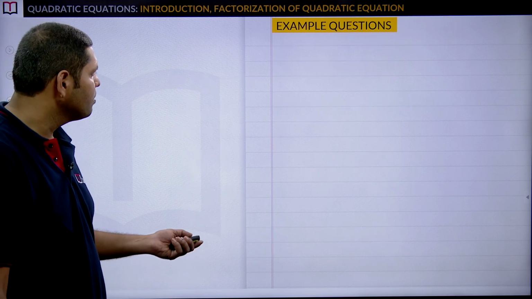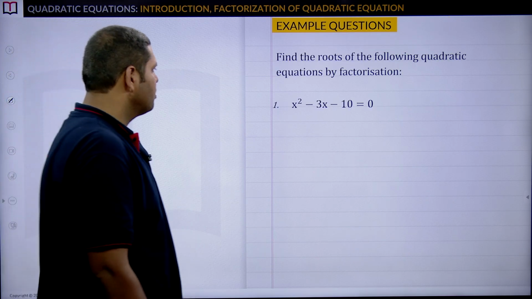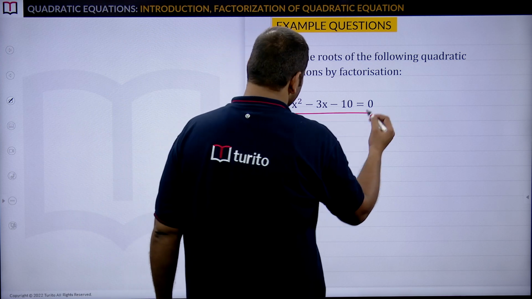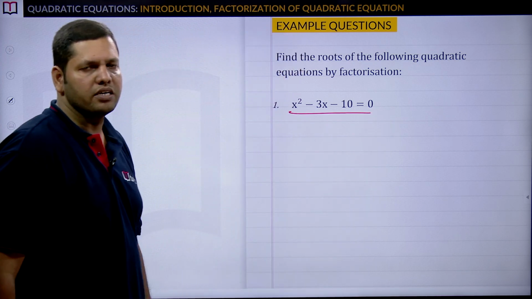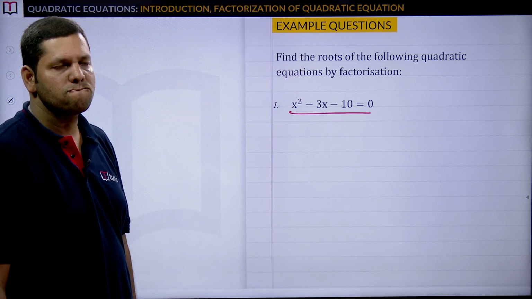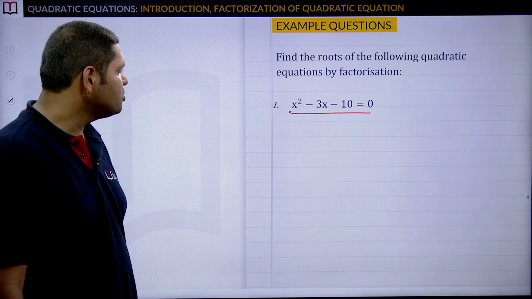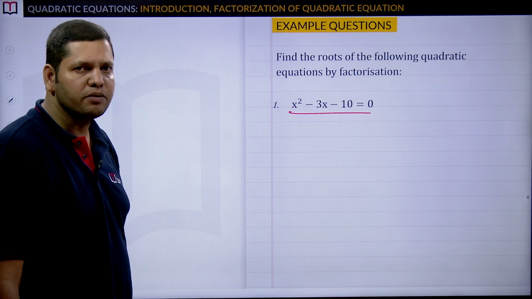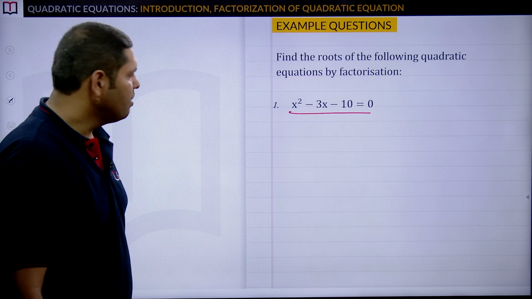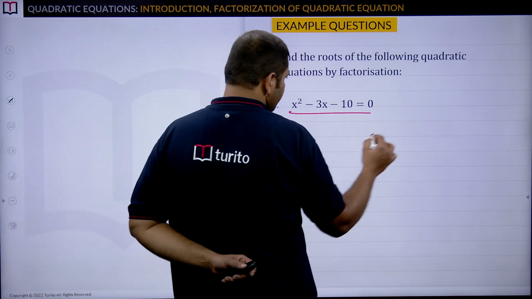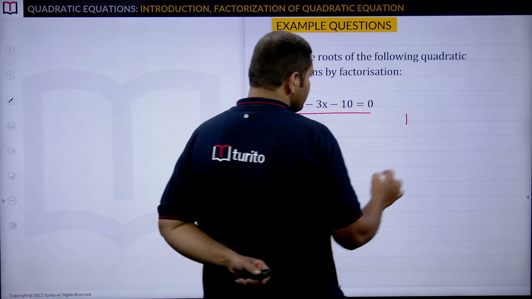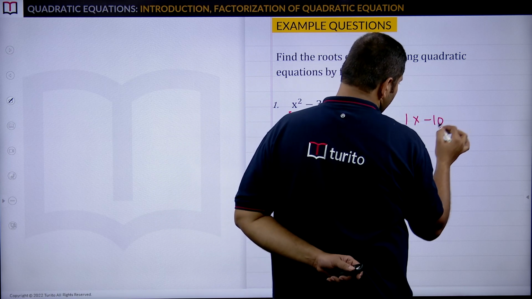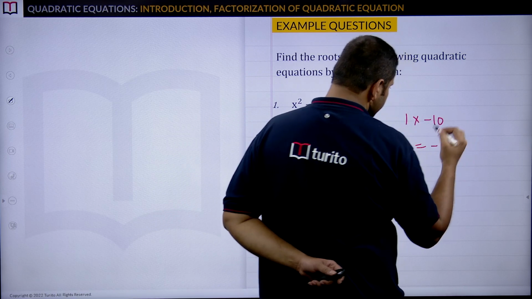Okay, children, look at this question. Find the roots of the quadratic equation x square minus 3x minus 10. Tell me, children, what do we have to do in the first step? The x square coefficient is what? 1. And the constant is what, children? Here minus 10. So 1 into minus 10 is minus 10.